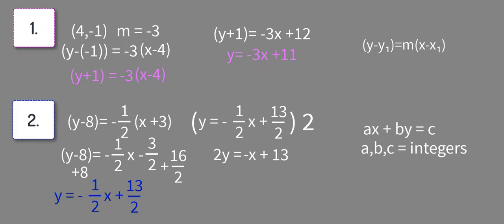If we add x to both sides at this point, we get x plus 2y equals 13. So there's our standard form: x plus 2y equals 13. So we're given point slope form, we found the slope intercept form, and then from the slope intercept form we algebraically manipulated to get the standard form.